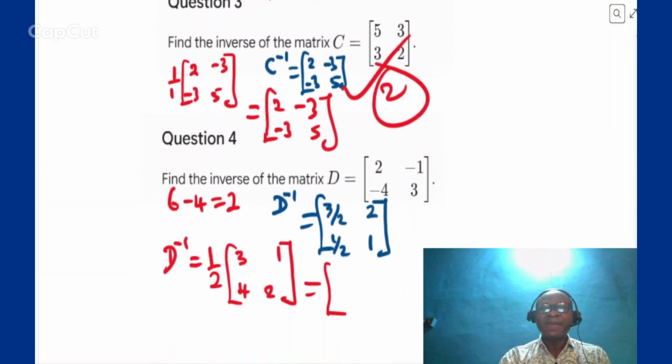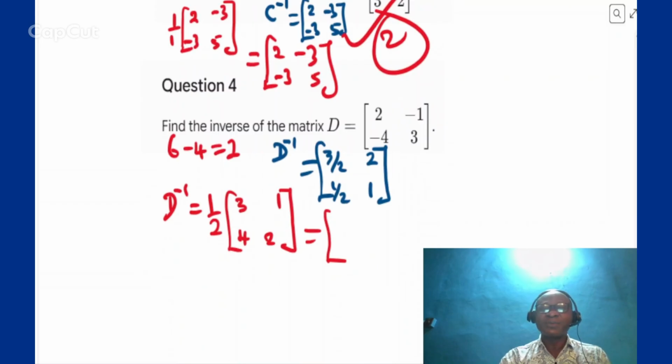It's still the same method, still the same 2 by 2 matrix. Therefore, this your negative 1 and negative 4 is not going to swap. The only thing you can do on them is to multiply them by negative 1. Is it okay? Yes, sir. Therefore, we now multiply. Here will be what? 3 over 2. Here will be 1 over 2. Here will be 2. And here will be 1.